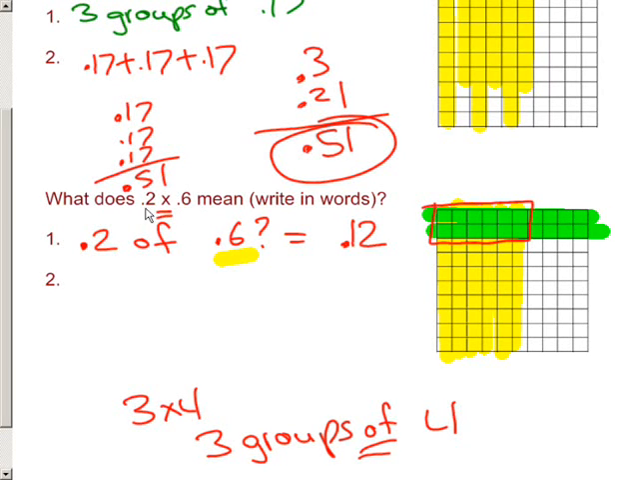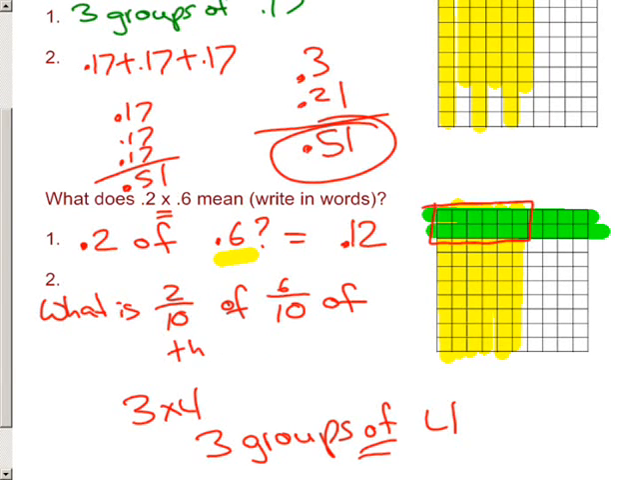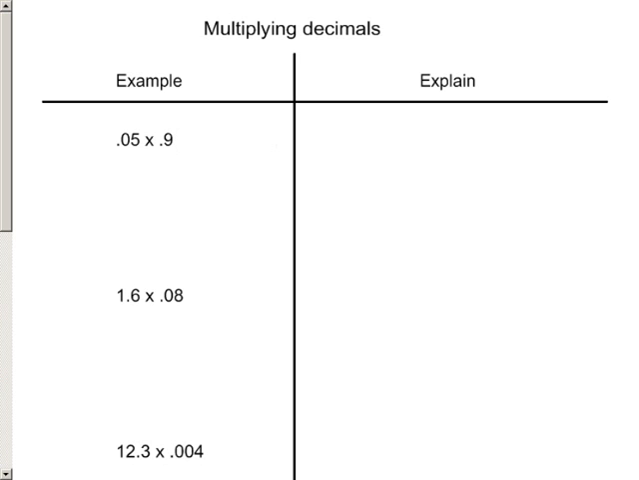Now we could also, decimals are really the same as fractions. Another way to write this would be, what is 2/10 of 6/10 of the pan of brownies? So I know that seems a little bit weird. We'll look at that again later, but just to give you a quick idea of really what's going on when we multiply decimals. All right, well, let's go ahead and give it a try. So go ahead and make your T-chart. Your heading is multiplying decimals. Example, explain. Pause, get this set up, and then we'll be ready to roll.